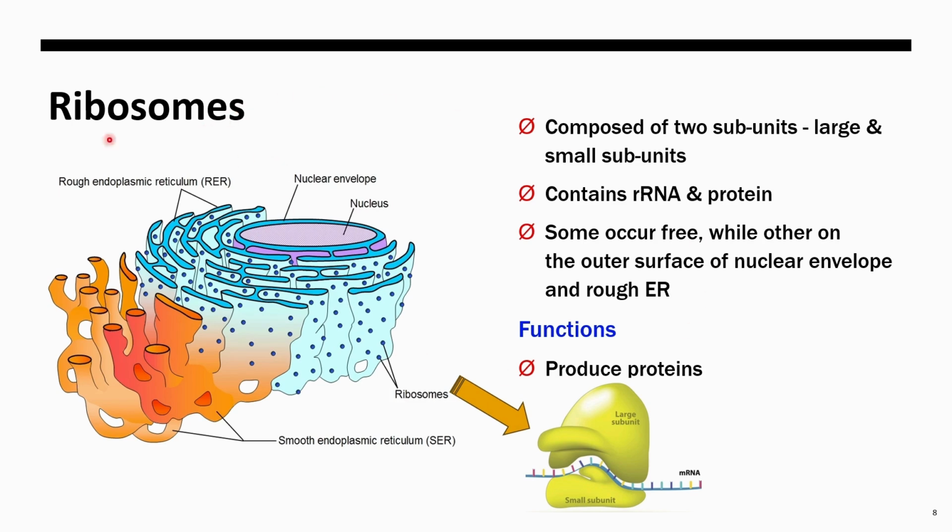The ribosome is composed of mainly two parts. You can see a large subunit and a small subunit. And this whole part is made up of rRNA and proteins. These ribosomes occur freely in the cytosol, or sometimes they are attached to the outer surface of the nuclear envelope and the outer surface of the rough endoplasmic reticulum.